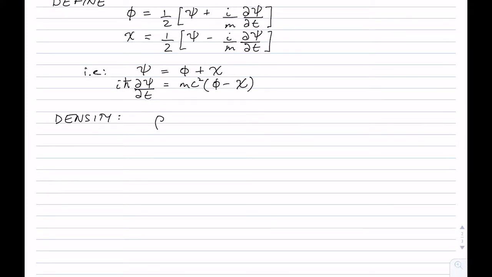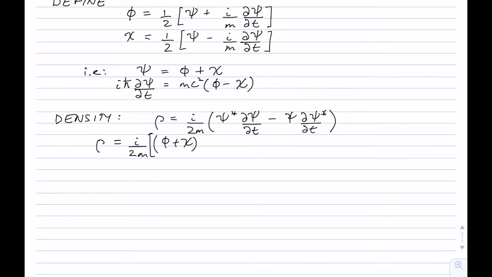So if we look at what happens to our density now, we write density is equal to i over 2m (psi star d psi by dt minus psi d psi dt star). Now we expand this out and we're going to get (phi plus chi) conjugate. The d psi by dt is going to be minus im times (phi minus chi), minus (phi plus chi) times the conjugate, which will be im times (phi minus chi) conjugate.